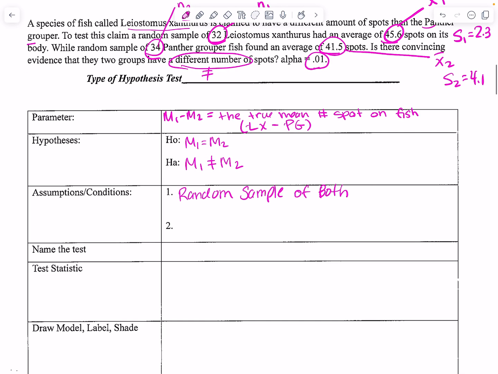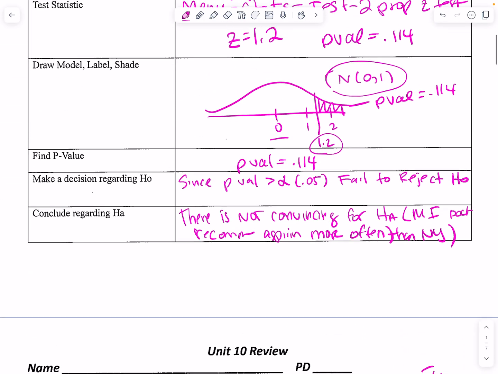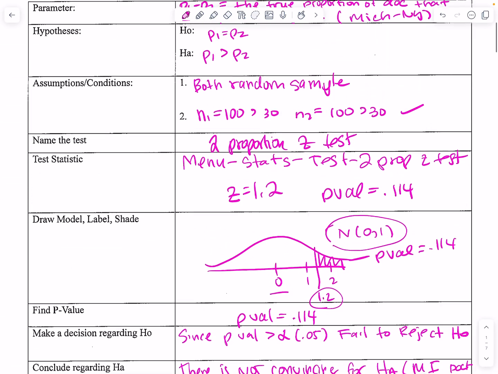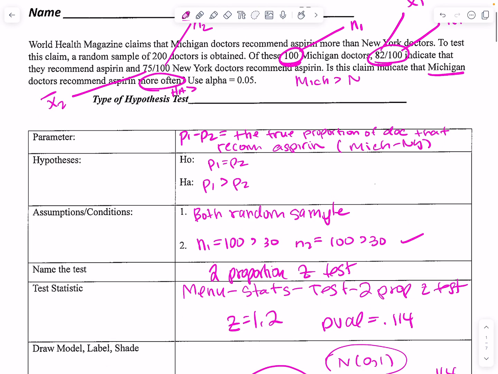And my large sample is set: n1 is equal to 32, and that's bigger than 30, and n2 is equal to 34, and that's bigger than 30. Oh, did I? I sure did. I messed this one up. I have N1 and N2.